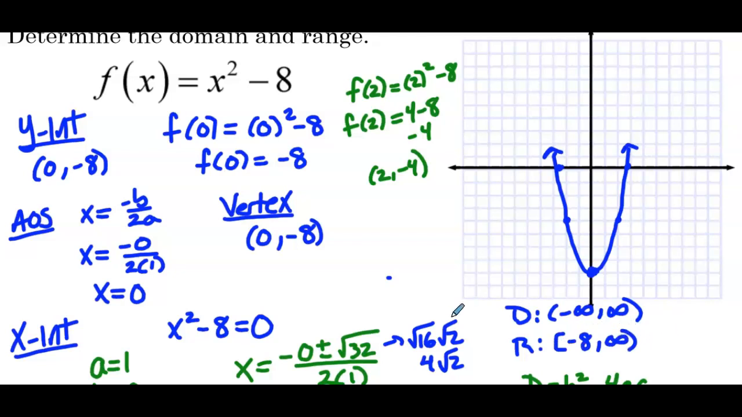Okay, so there's our first example. The biggest difference is how we find the x-intercepts. We had to use the quadratic formula. Everything else is pretty consistent with how we've been finding it in the previous 2 videos.